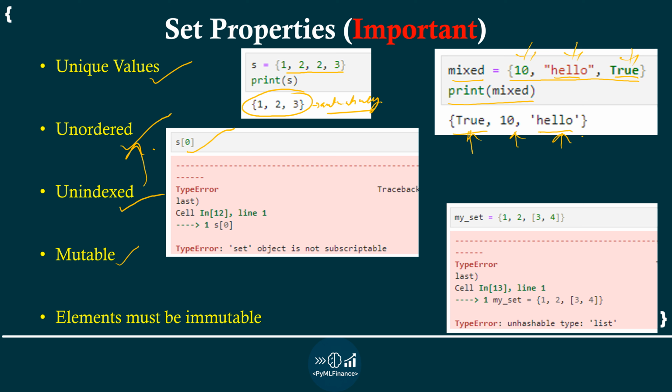Now elements must be immutable. One of the important properties of a set is that the elements within it must be immutable, like string, tuple, integer, float. All the immutable values can be stored within a set, but you cannot store a mutable object. So you cannot store a list or a dictionary within a set. If you store a list within a set, you get an error: unhashable type list.